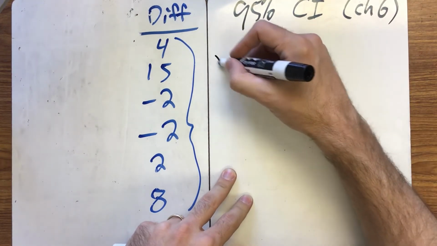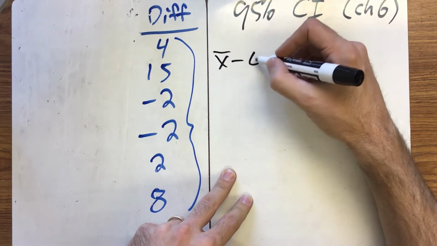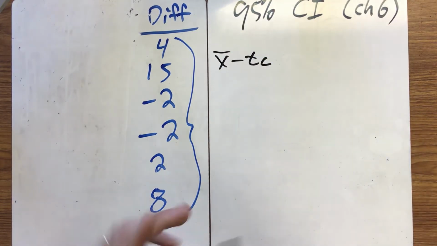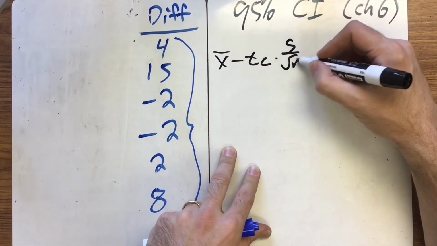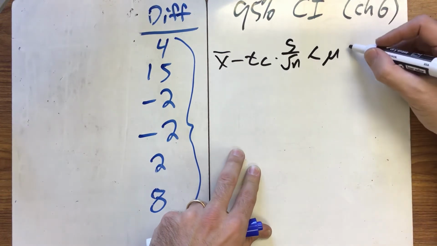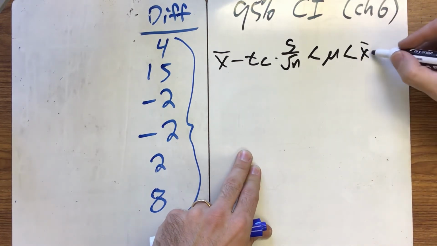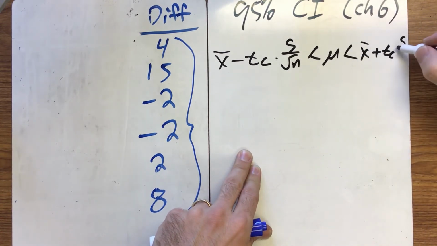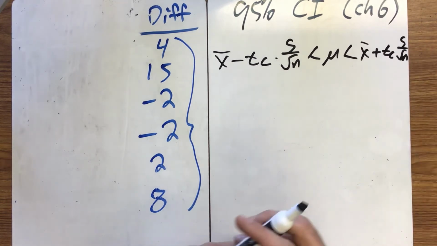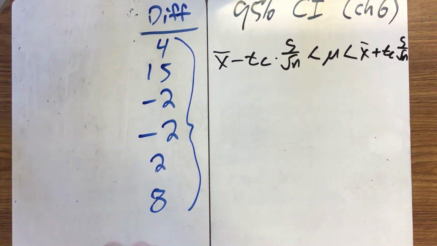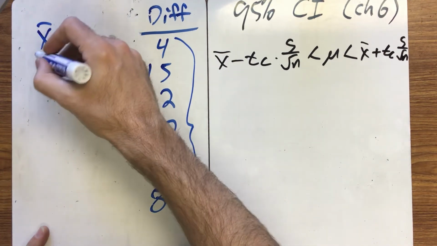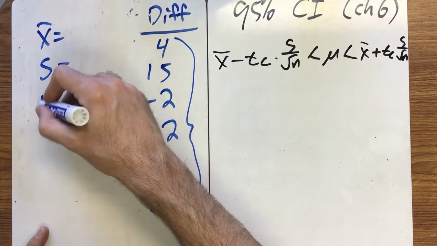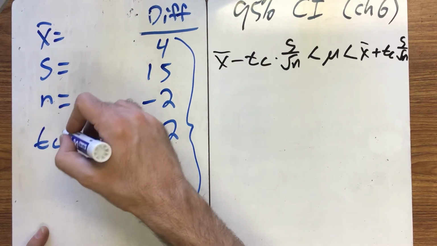Confidence interval formula: x bar minus t_c, again we're using t because there's no standard deviation that comes with this, times s over the square root of n is less than mu is less than x bar plus t_c times s over the square root of n. And so I have to look up all of these things. I have to figure out what is x bar, what is s, what is n, and what is t_c.